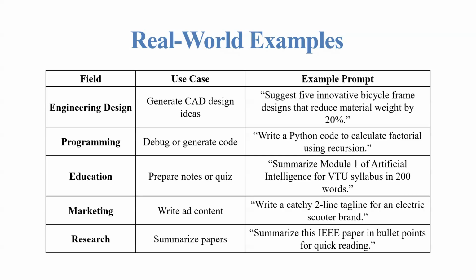The next one is research. Here researchers often read hundreds of scientific papers, and reading every paper completely can take days. Instead, they can use AI. For example, they might ask, "Summarize this IEEE paper in bullet points for quick reading." The AI extracts the main objective, methodology, results, conclusion, and future work. This allows researchers to quickly understand whether the paper is relevant before reading it in detail. So prompt engineering significantly improves research productivity.